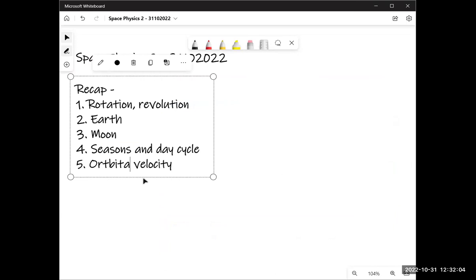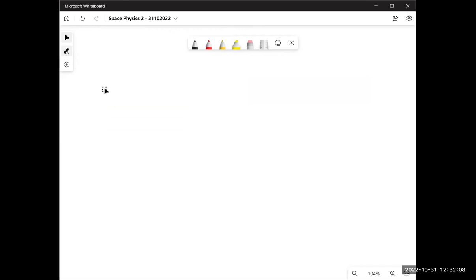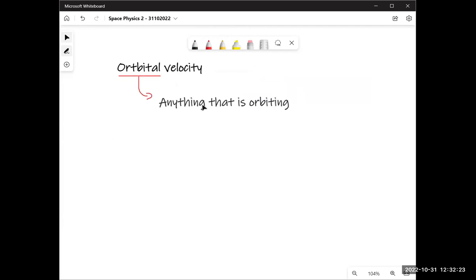What is orbital velocity? Well, orbital velocity is if you have any object orbiting. Let's first look at what this word means. Orbital. What does that mean? Well, that basically means anything that orbits, right? Anything that is orbiting. If that is what it means, what does it have to do with velocity?